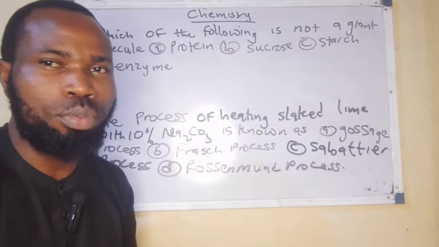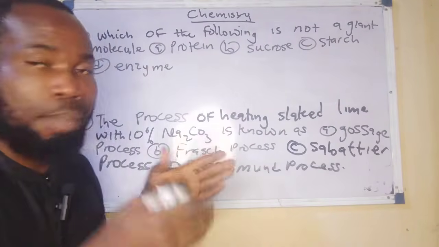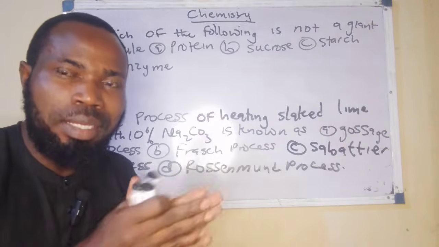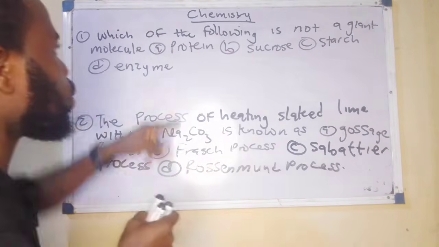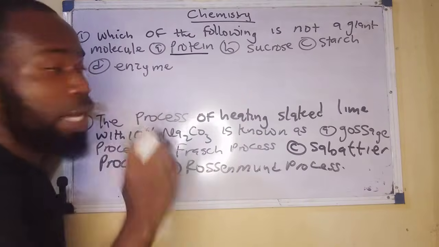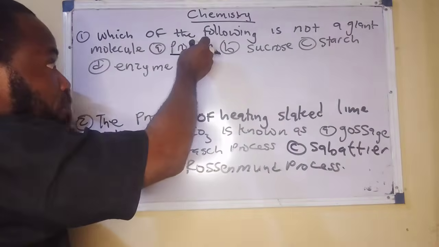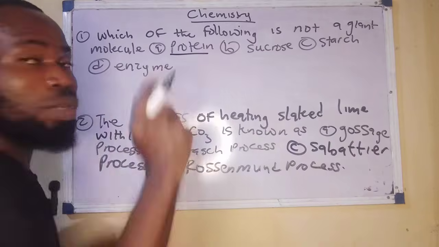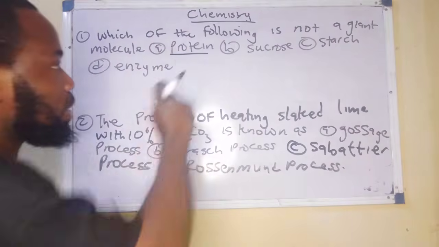So going back to the options, you will be able to trash the answer by looking at which one of them is a polymer. If it's a polymer, definitely it's a giant molecule. Now look at option A, which is protein. Protein is a giant molecule. It's a polymer, definitely, and of course, it's a giant molecule. It's a polymer that is made of monomers. And the monomers of protein are amino acids.